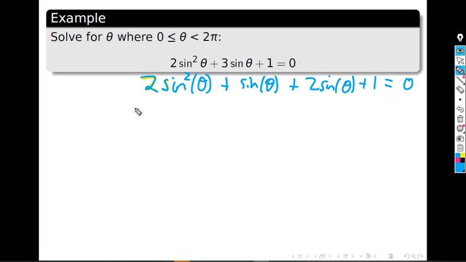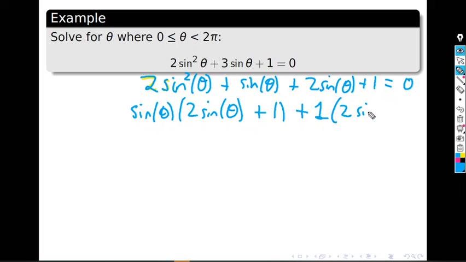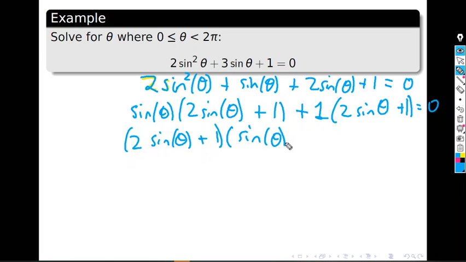If I take out sine theta from this, I'm left with 2 sine theta plus 1. Then if I factor out just 1 from this, plus 1 times 2 sine theta plus 1 equals 0. Then I can factor out that term in brackets there. So 2 sine theta plus 1, all in brackets, times sine theta plus 1. And I've got myself a factorized thing where I've got just these linear terms together equaling 0, so I can do the null factor law.